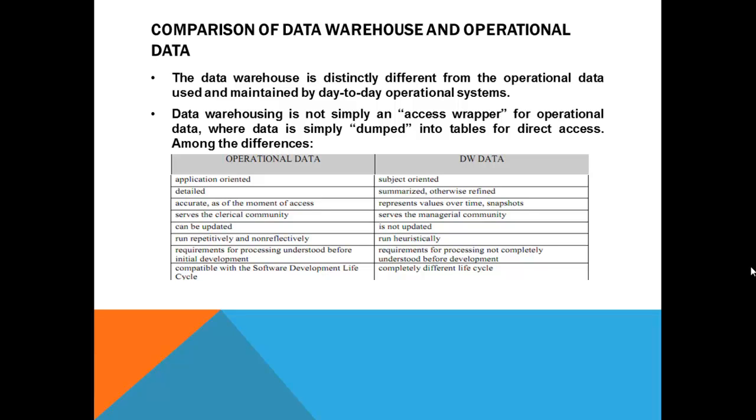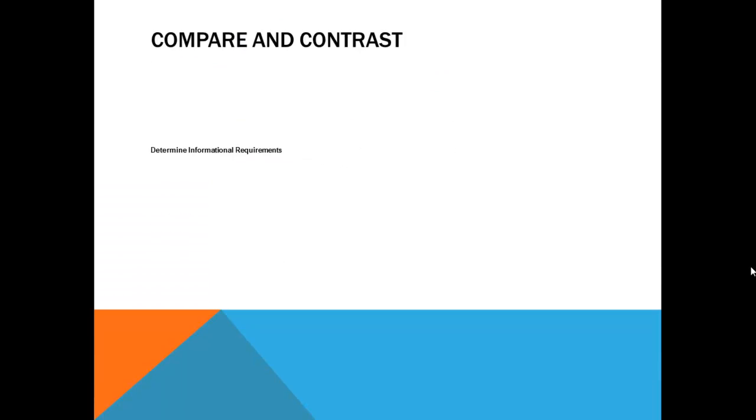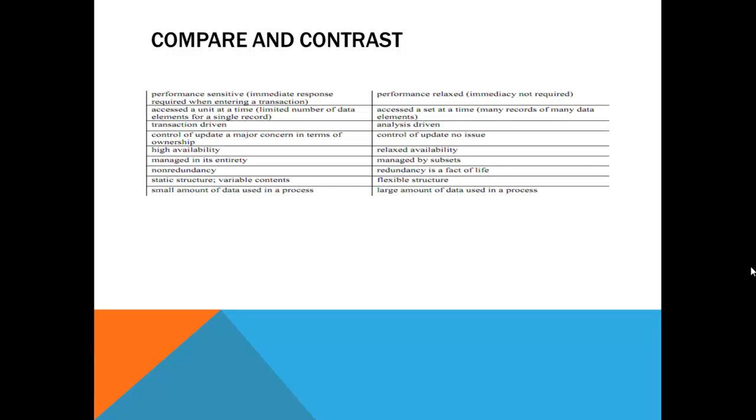How is it different? So the next one, let us compare and contrast in more ways on this operational data and data warehouse data. So this is performance sensitive, immediate response required when entering a transaction. So if you go to a bank, the transaction is committed, you'll see it on your book or online. That is more current. Whereas in a data warehouse, performance is relaxed, immediacy is not required.